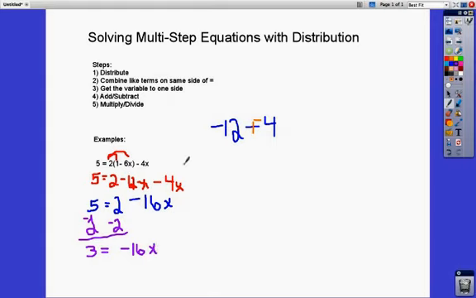Okay. And our last step is always to either multiply or divide. And in this case, when there's a number attached to the front of x, we're going to be dividing by that number. So dividing by that number gives us this answer here, and we can't reduce it, so x equals negative 3 over 16.